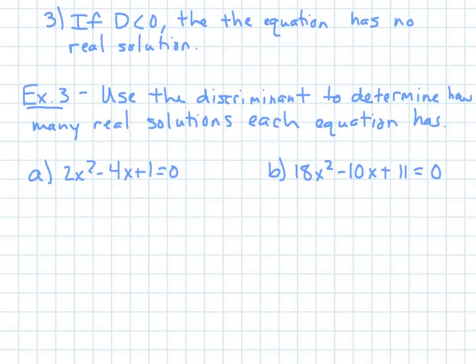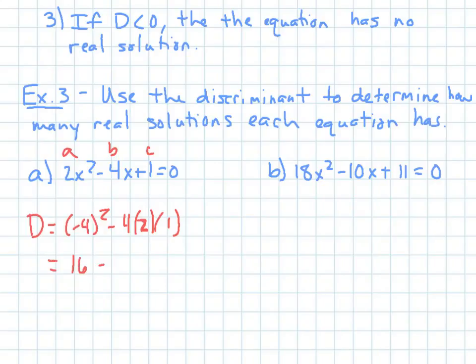So for this example, we want to use the discriminant to determine how many real solutions each equation has. So my b is this negative 4. So negative 4 squared minus 4 times 2 times 1. Okay, so then that gives me 16, and then negative 4 times 2 is 8. So it gives me a discriminant of 8. So since it's a positive number, that means I have two real solutions.